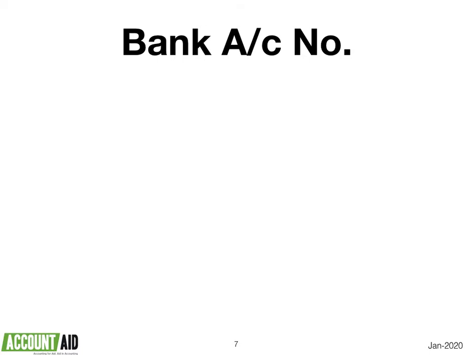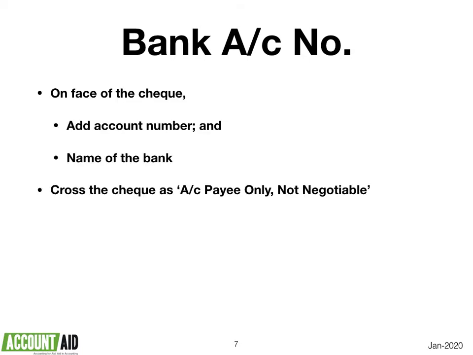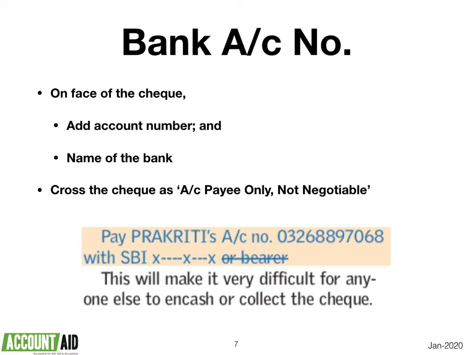First, you may add the bank account number and name of the bank on face of the check and cross the check as account pay only, not negotiable, and cross out the words or bearer. See for example, it's written pay Prakriti account number, the account number of Prakriti with SBI, the name of the bank and the branch, and we've crossed out the words or bearer. What this will do is it will make it very difficult for anyone else to encash or collect the check on behalf of Prakriti.